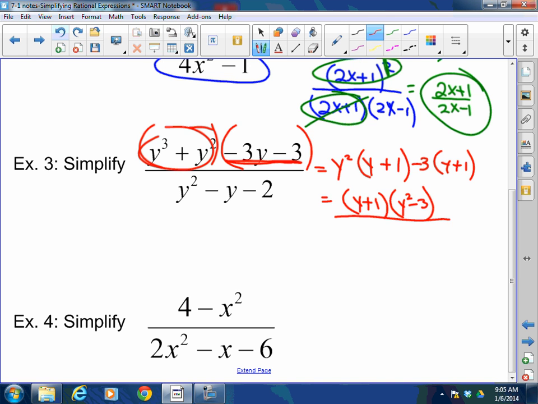Now my denominator. What times what? Actually, let's just do it right here. What times what is negative 2, but when added together is negative 1? Negative 2 plus 1, absolutely. Y plus 1 cancels out exactly with y plus 1 because you can only cancel out exact polynomials. And you're left with an answer of y squared minus 3 over y minus 2.